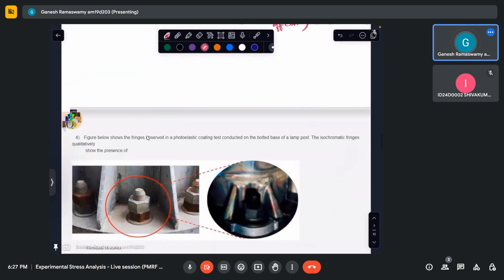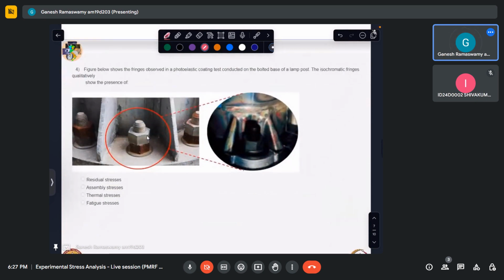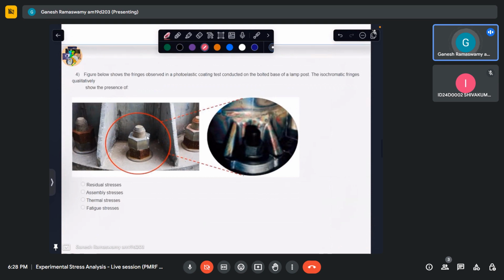So let us look at this question. The figure below shows fringes observed in a photoelastic coating test conducted on a bolted base of a lamppost. So we have a lamppost here. This is a lamppost. And then we have the bolted base. We have the anchor bolt here. And they have tightened it with screws.